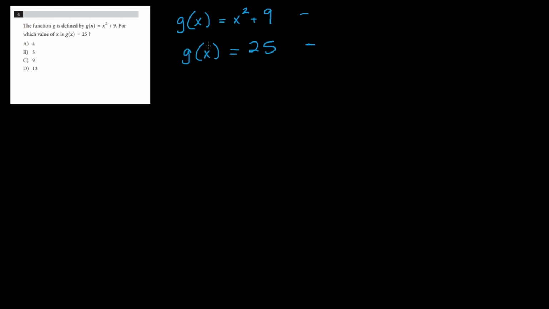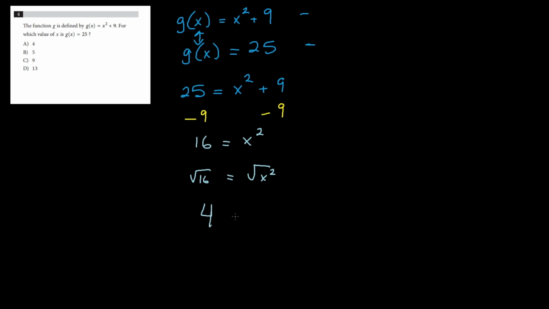So all we have to do is, since g of x is equal to both of these, we can equate these two equations. So we have 25 is equal to x squared plus 9, and then if we subtract 9 from both sides, you end up with 16 is equal to x squared. And then if we square root both sides, we get the square root of 16 is 4, which is equal to x. So x is going to be 4, so our solution is going to be A.